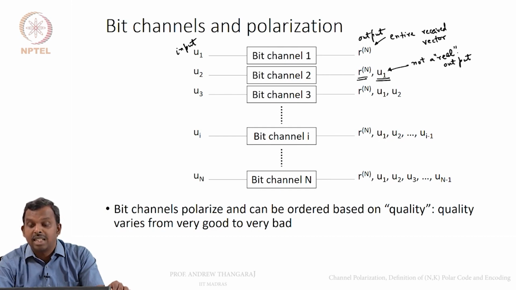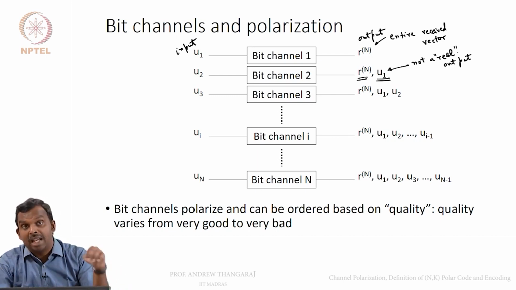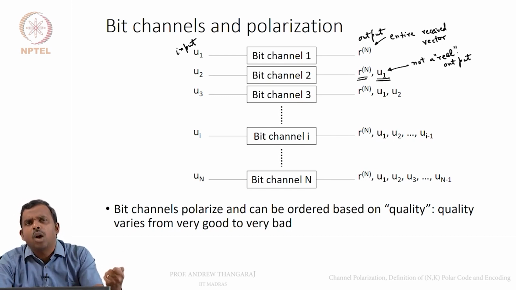Why is that? Because the channel is not giving me U1. The channel only gives me Rn. I will imagine that somehow I have this U1, and we will see how to create this U1 in the actual physical channel. It turns out you can create a good estimate for this U1 in some way and cleverly use it and get this effect of channel polarization.